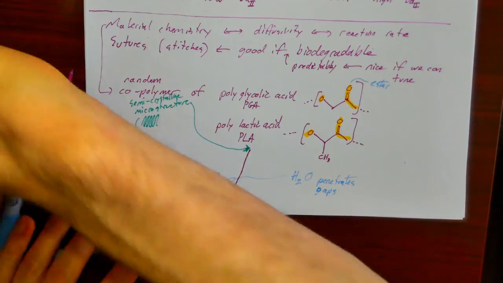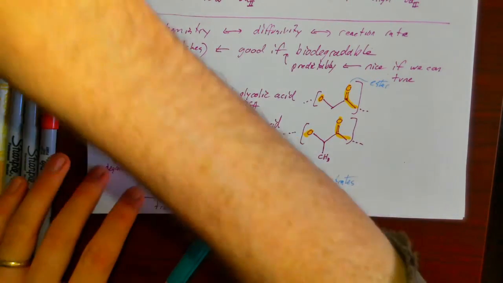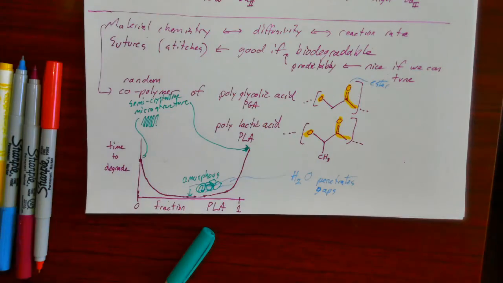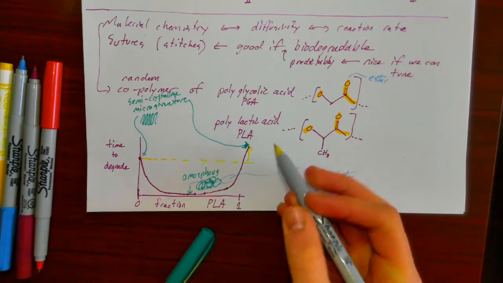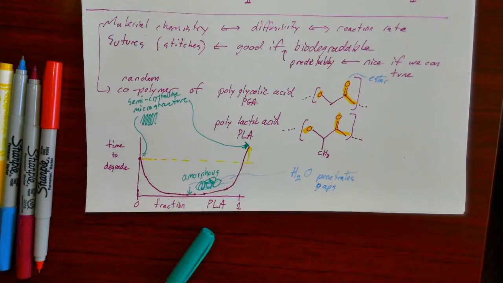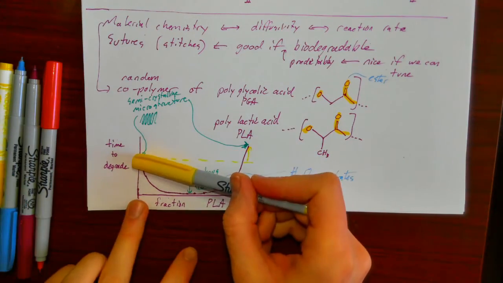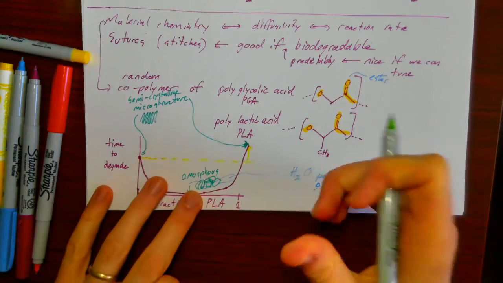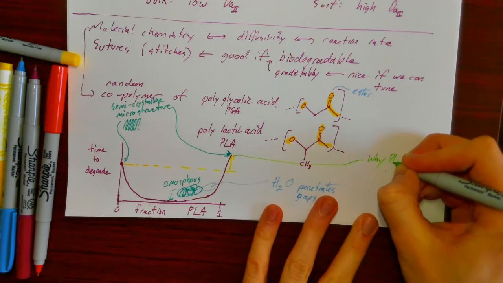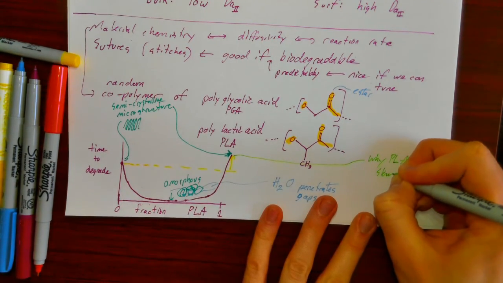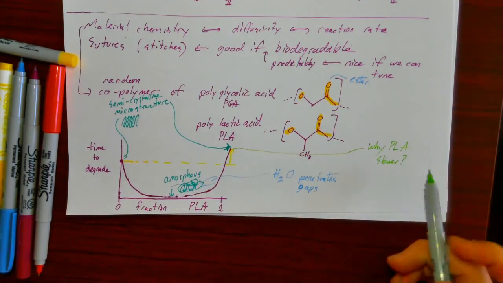Now, one last feature that I'd like to draw your attention to is this right here. If I were to take this line and sort of extend it over here, all polylactic acid takes longer to degrade than all polyglycolic acid, right? So why is PLA slower?